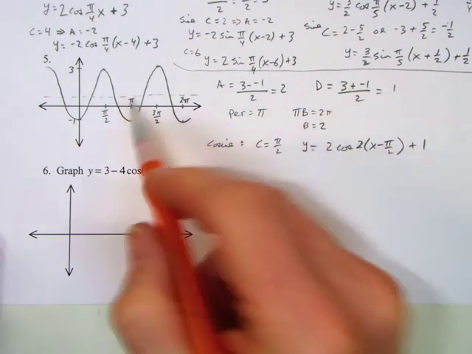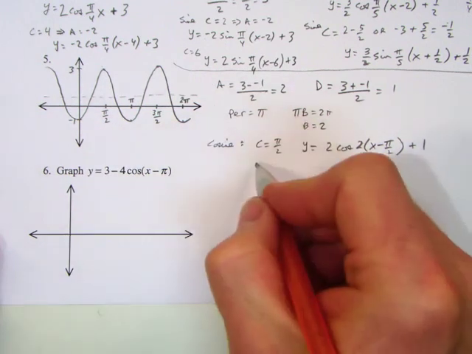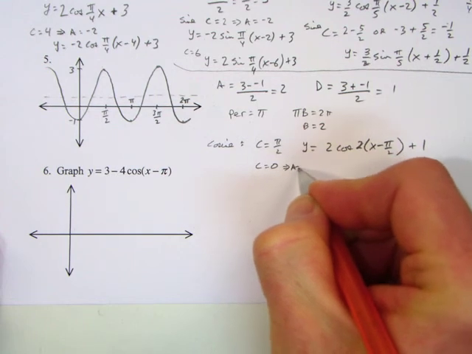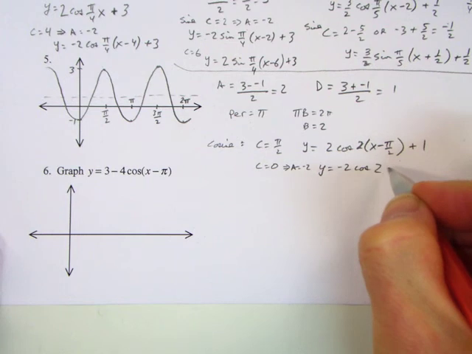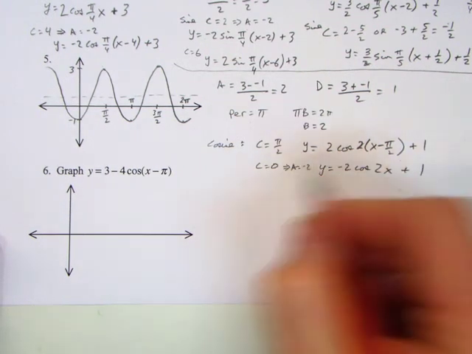Now, we could have done this equation a little earlier as well, because there is no horizontal shift on here. So what if C was 0? That would mean A is -2. So this would be y equals -2 cosine of 2x plus 1. So just a little bit simpler.